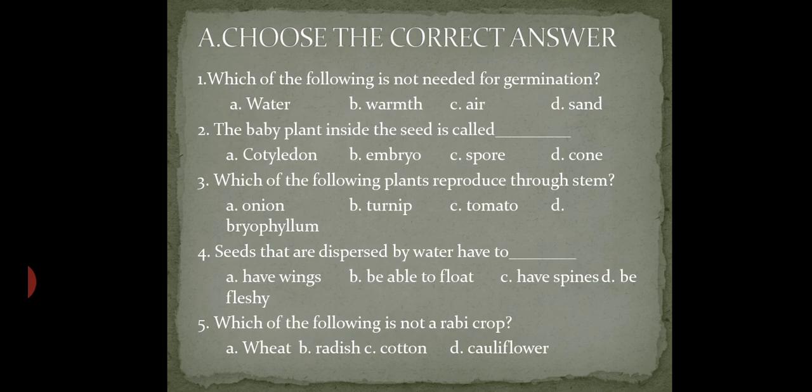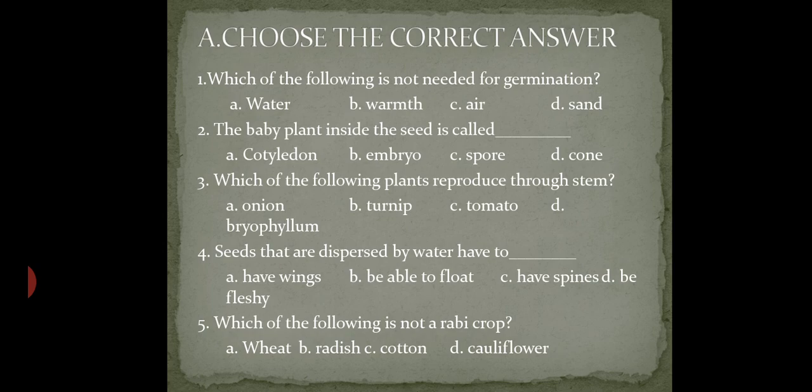Which of the following plants reproduce through the stem? You know very well: onion, turnip, tomato or bryophyllum. So the answer is onion. Onion is one of the root-stem modifications.